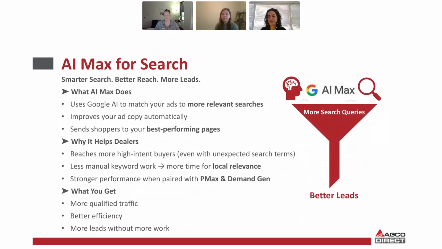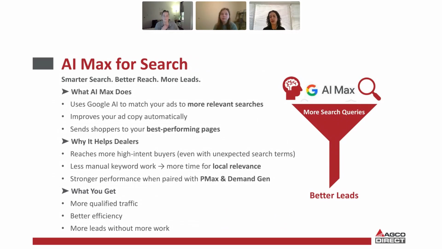Next, AI. You're going to hear us talk a lot about AI because it is everywhere. AI Max for search is a new option for 2026. It was rolled out this year, and it's still in the learning phase, but basically what it does is expand the reach for search queries to include full sentences. If any of you use ChatGPT or Gemini or any of the other AI tools, you'll notice, at least for me, I don't search with just keywords anymore. I'll search in full sentences. And so that's what AI Max does.